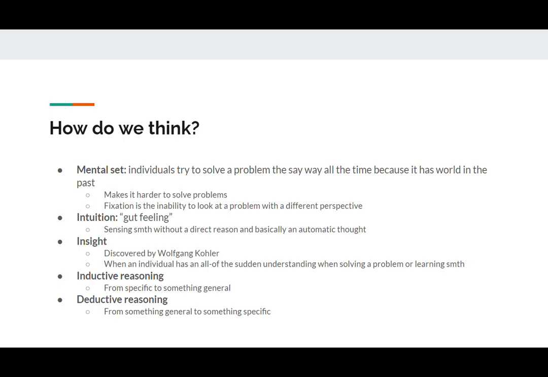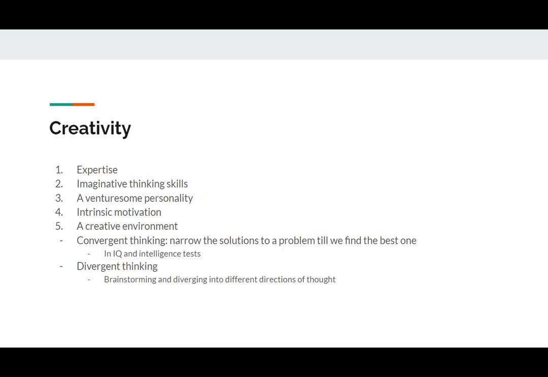And finally, we have deductive reasoning, which is kind of the opposite of inductive reasoning, as the name suggests. Deductive reasoning is reasoning from something general to something specific. Think of mind maps. You have one central idea in the middle, and this is really general, and then branch out into specific ideas. They are usually more logical.